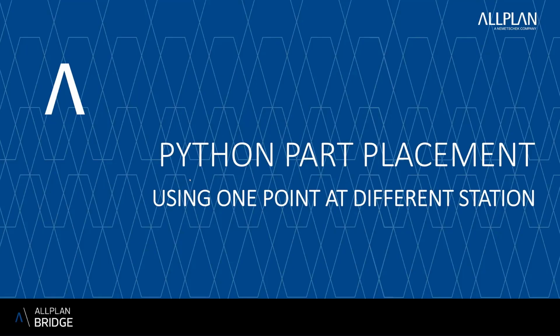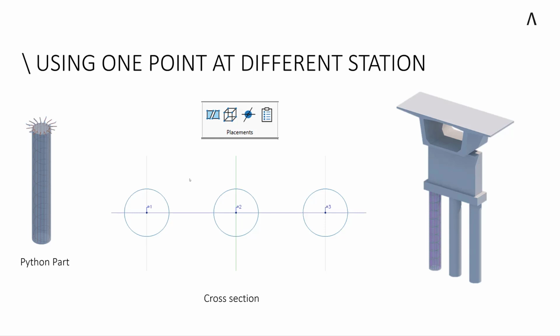Finally, I want to talk about how we can place a PythonPart using just a single point, but at different stations. What I mean by that is, for example, I have this pile reinforcement, and I want to place it in my model. To do so, I will just use a single point because I have a transversal axis. I will just click one point and select different stations. In this case, I want to place it from -6 to -16. So I'm using just a single point, but at different stations. Let's have a look in detail how we can change that as well.